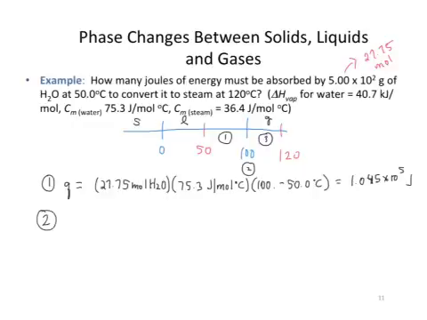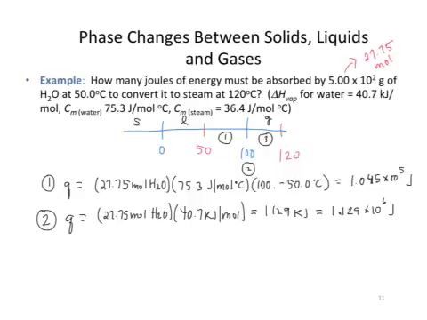Now I'm ready to calculate the heat associated with evaporating that same 500 grams or 27.75 moles of water. By taking the 27.75 moles of water and multiplying by the delta H of vaporization, 40.7 kilojoules per mole, I got 1129 kilojoules or 1.129 times 10 to the 6th joules. At this point, we've heated our water from 50 degrees to the boiling point of 100 degrees, and now we've evaporated that water. We're left with gas at 100 degrees.